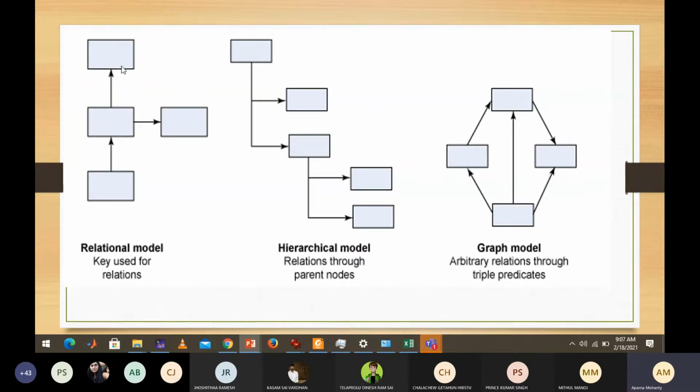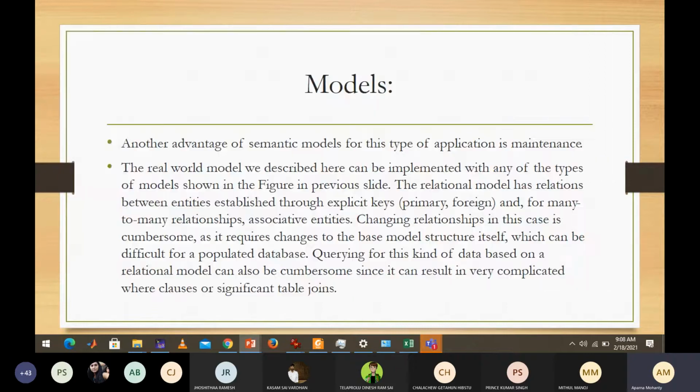Okay, and then a relational model. Relational means one relates to the other, this relates to this one, so one step is related to the other steps. So that's how it goes.